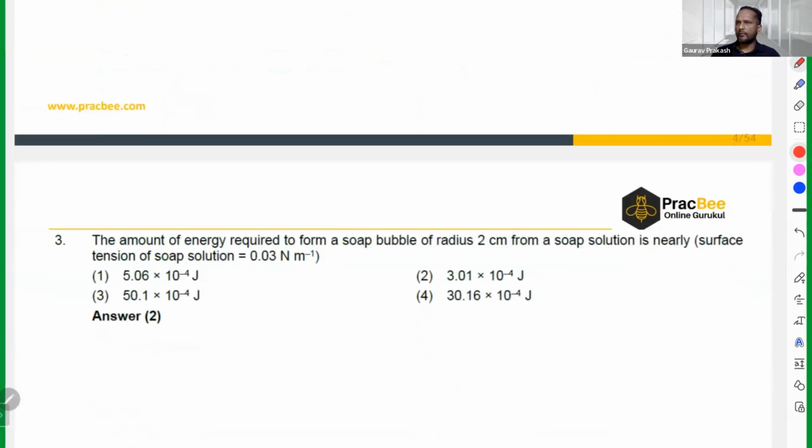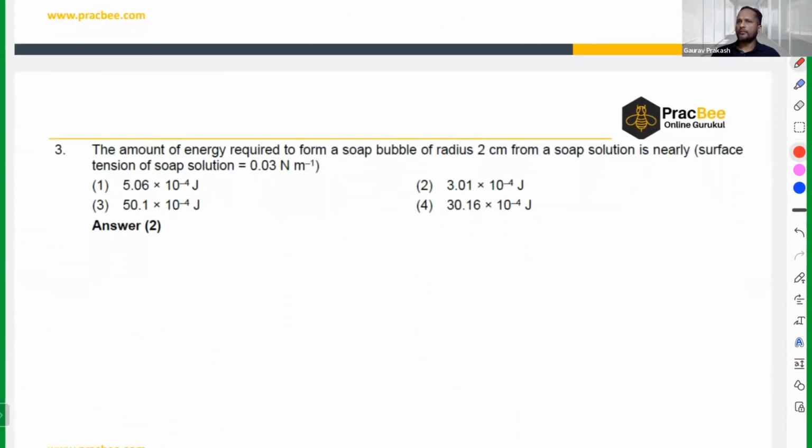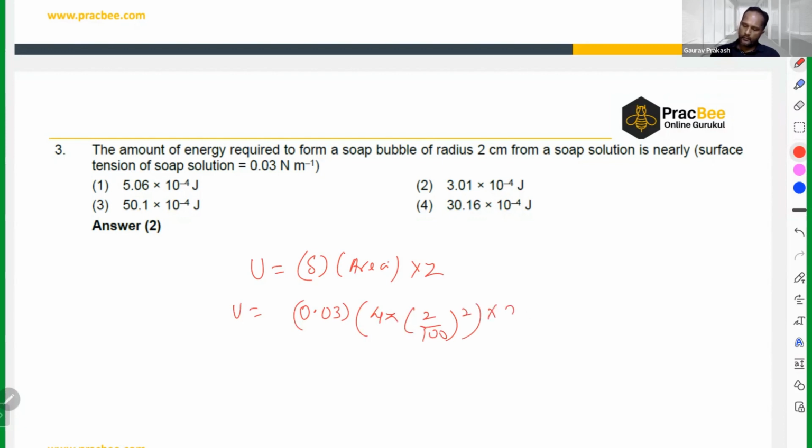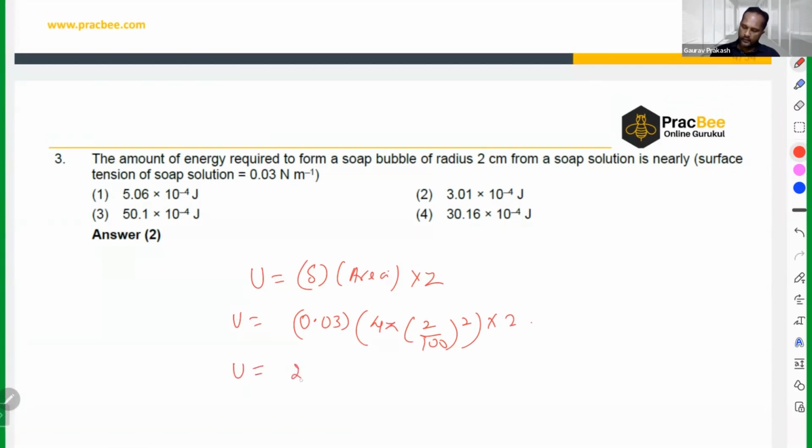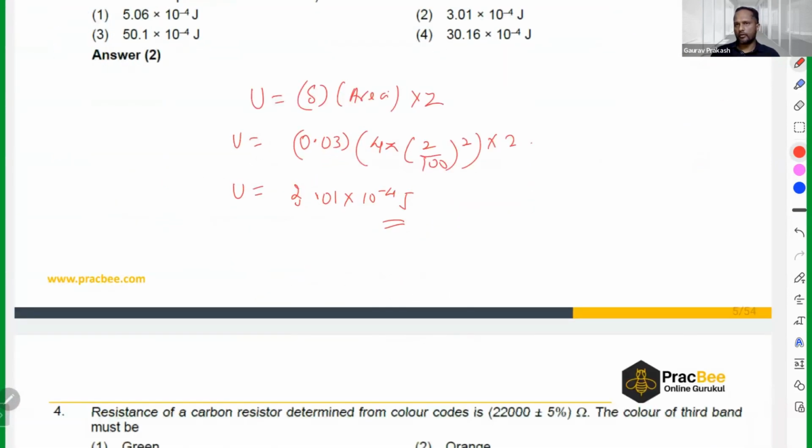So the last two questions have been very easy. And now here, the amount of energy required to form a soap bubble of radius 2 centimeter. It's a very easy question. We know that the energy is given by surface tension into area. But there is a small trick that a soap bubble has two surfaces, so we have to multiply it by 2. So surface tension is 0.03 and the area, we have to take as 4 pi r squared, and we have to convert the radius into meter because everything has to be in the SI unit. This multiplied by 2, and when you solve this, you will realize that the answer is nearly equal to 3.01 into 10 to the power minus 4 joules. So I hope you can do the calculation on your own.